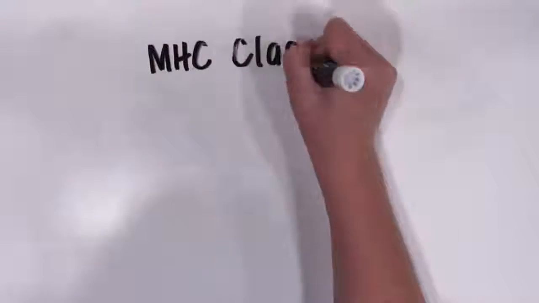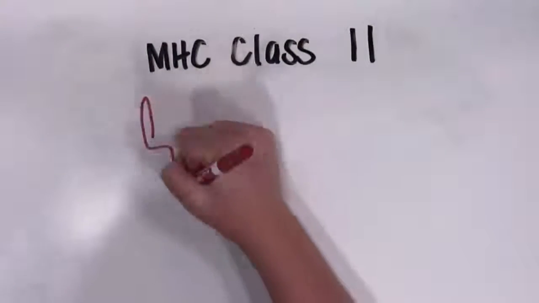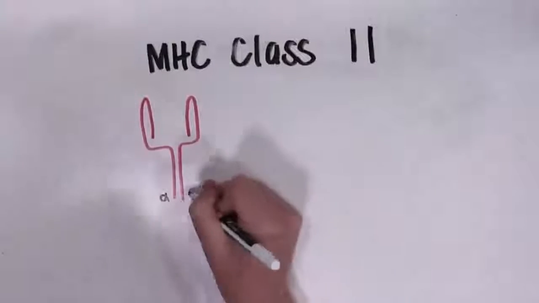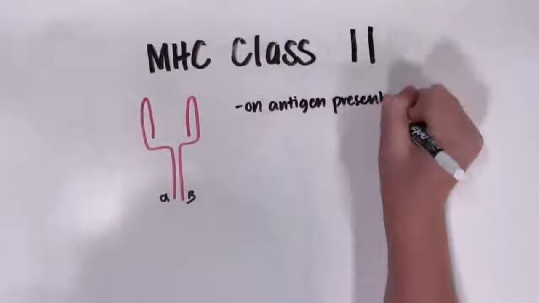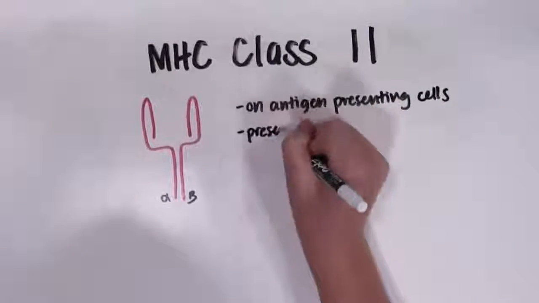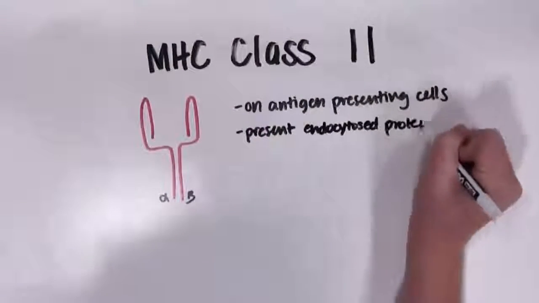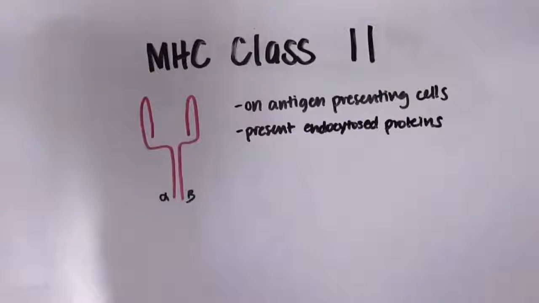Now let's move on to the antigen presentation process for MHC class 2. These molecules are only found on a few cell types, including dendritic cells, macrophages, and B cells. The proteins that are displayed on class 2 molecules generally come from the extracellular environment and have been internalized by one of the 3 antigen-presenting cells previously mentioned. MHC class 2 molecules are important players in both B and T cell activation.